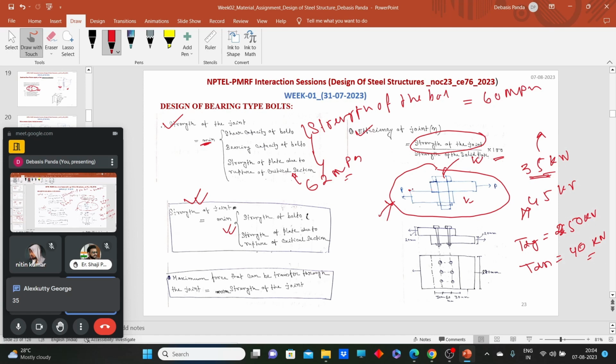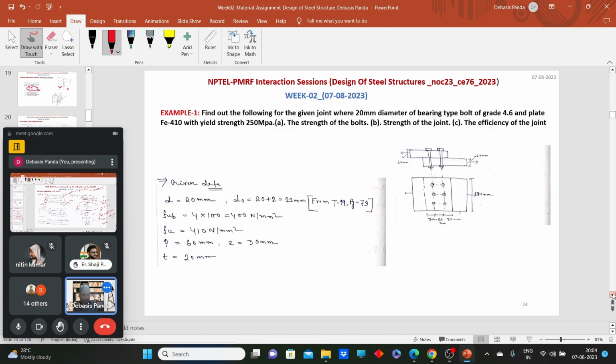Because first we need to calculate the strength of the bolt. So what will be the strength of the bolt? That will be 35 kilonewton. What will be the strength of the plate? That is 40 kilonewton. So what will be the strength of the joint? Minimum of the 35 and 40. Because when we increase the load beyond 35 kilonewton, what will happen? The bolt will fail in shear. Okay.